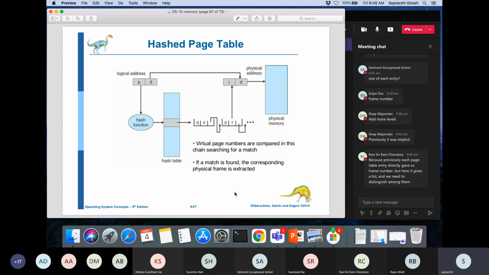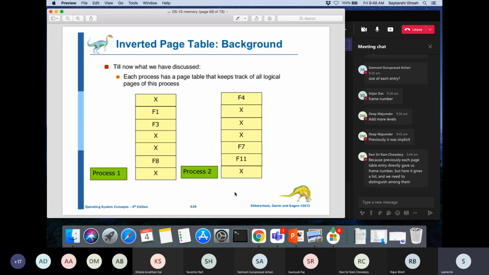Also, there is another scheme which is not so popular, but just for the sake of completeness, let's mention it. That's called an inverted page table. This idea is kind of interesting, but it has a drawback also. That is why it has not become so popular. But till now, whatever we have discussed, we have assumed that each process has a page table that keeps track of all logical pages of this process.